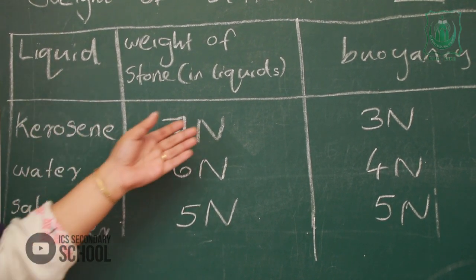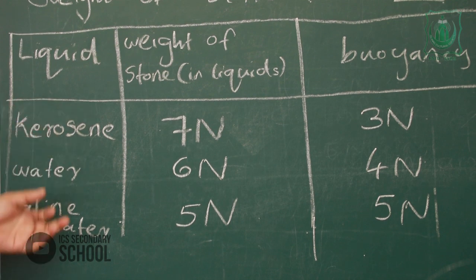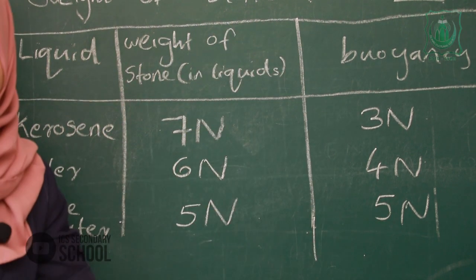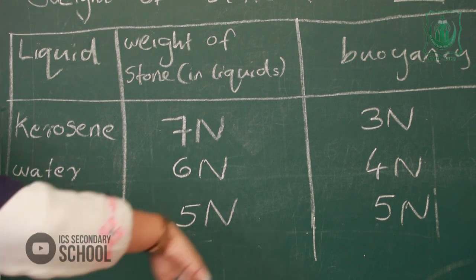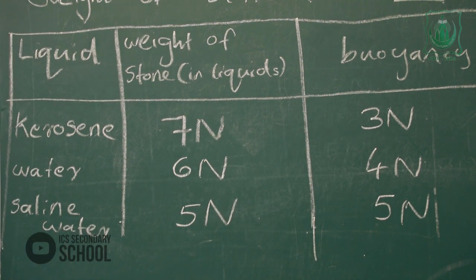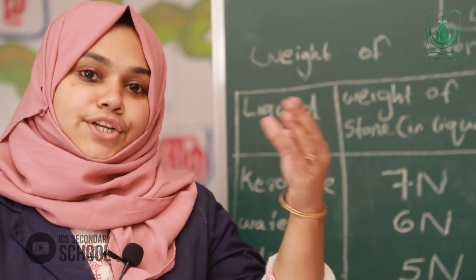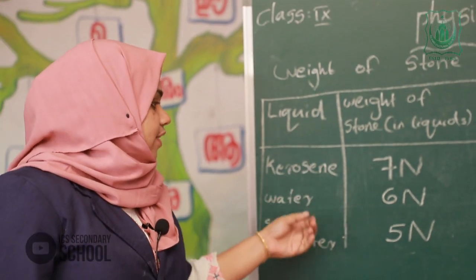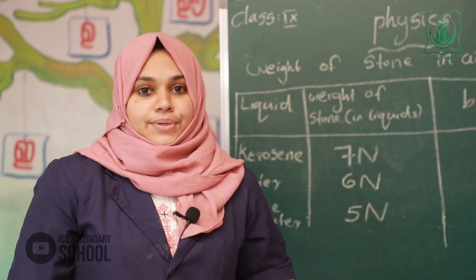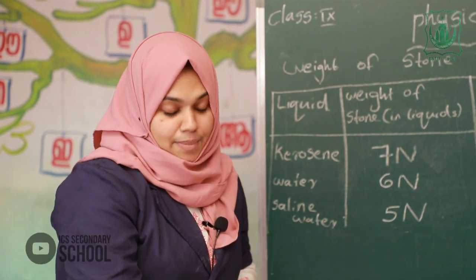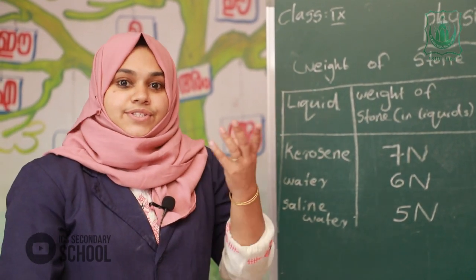Is there any relation here? Relation between the density of liquid and buoyancy? Yes. When the density increases, buoyancy also increases. So, the density of liquid is one factor that influences the buoyancy. Got it? Okay. Based on this, I give you a question.